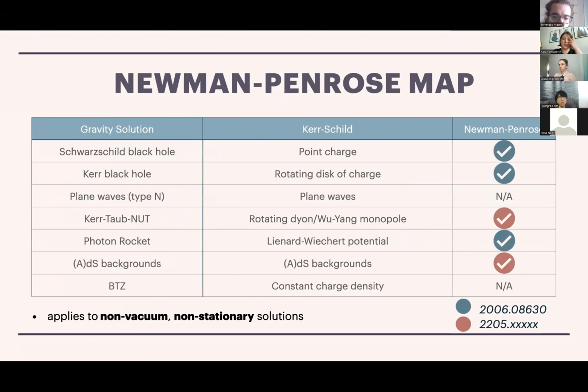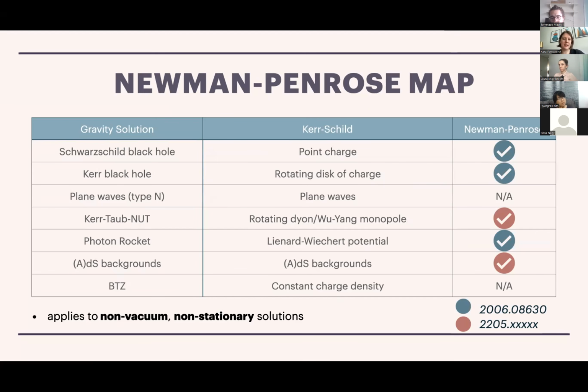So just a list of the solutions that I had before. Now looking at them in terms of the Newman-Penrose map, we get Schwarzschild to work out, Kerr works out. Plane waves, we can't apply our formalism because we made that assumption about an expanding congruence. And then Kerr-Taub-NUT, as I showed very quickly, is related once again to the rotating dion.